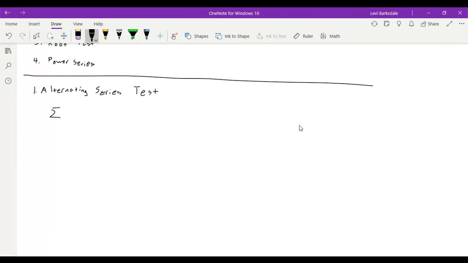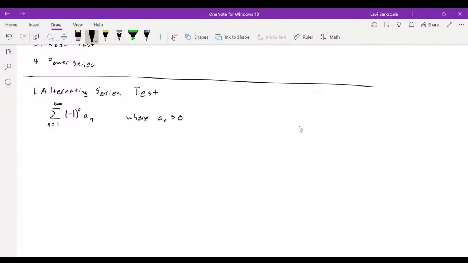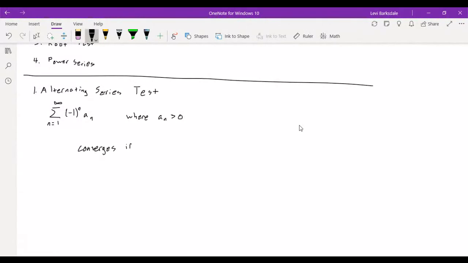So let's say we have some kind of series, and it has the form some part that makes it alternating, in this case -1 to the n, times some sequence a sub n. And importantly, this a sub n sequence is always positive, or non-negative. It could technically be 0, but then that doesn't really make much of a difference. Well, then we can say that this series converges if two conditions are met.